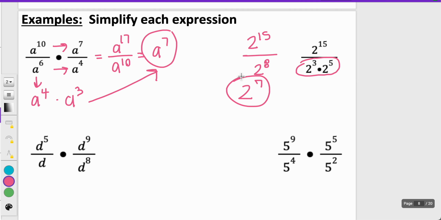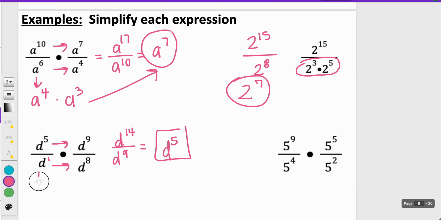Up next, I'm going to have a few things I can do. I would work across first and then up and down. So I'm going to get d to the 14th on the top, and then this is d to the 1st, so d to the 9th. 14 minus 9 would give me d to the 5th. If you worked a different way, that's fine. You should still get d to the 5th. You would subtract first, going up and down. This would be d to the 4th times d to the 1st, and still get d to the 5th.